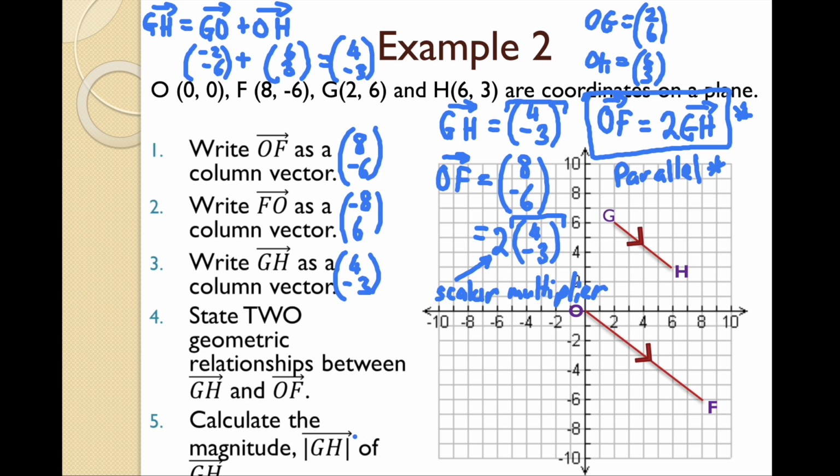All right? Now the last part: calculate the magnitude of GH. So we want to calculate the magnitude. Let's see. In order to do this, it's the same concept as if we were doing what? Pythagoras' theorem. Okay? So if you look at it, what do we have here? x represents what? 4 squared. And then y would represent what? Negative 3 squared. Good.